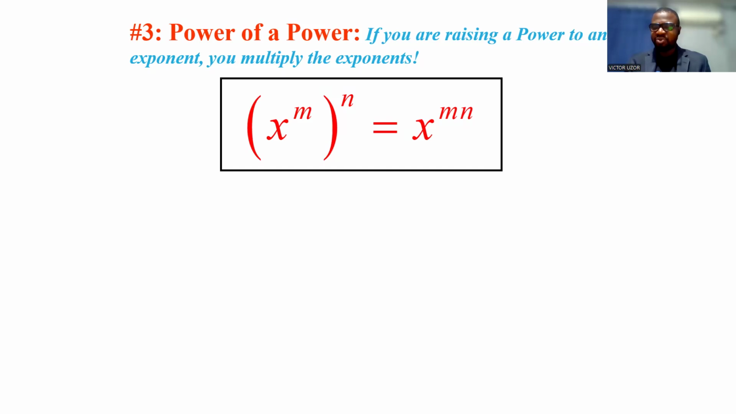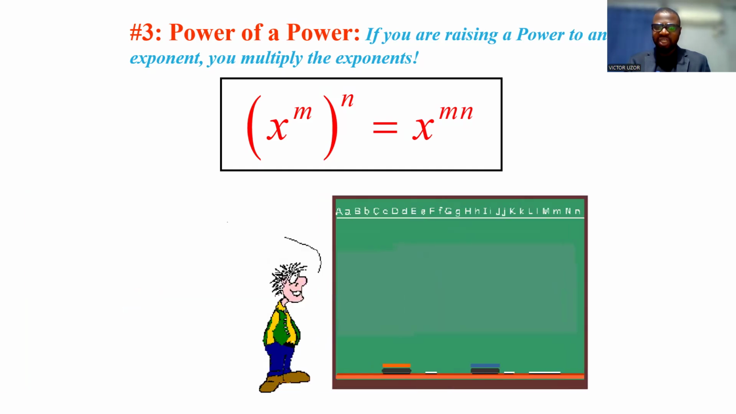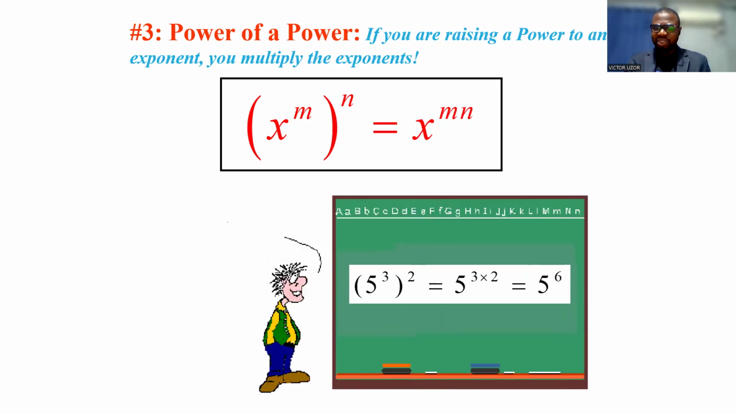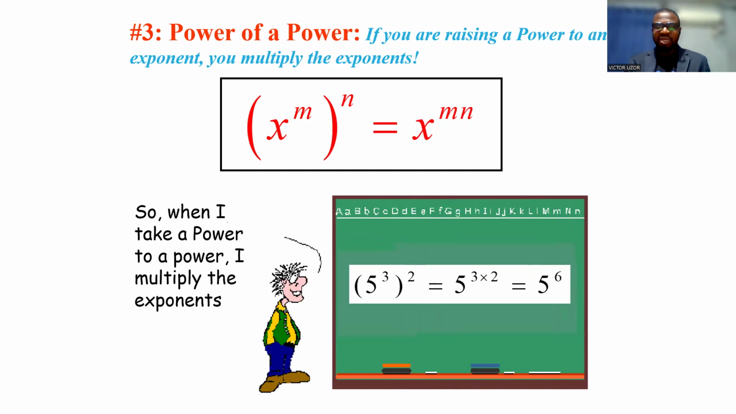For example, 2 raised to the power 2, that will be in the bracket, and another power 2 outside. You are just multiplying the powers out just like this. So you just multiply the powers. You just follow it.